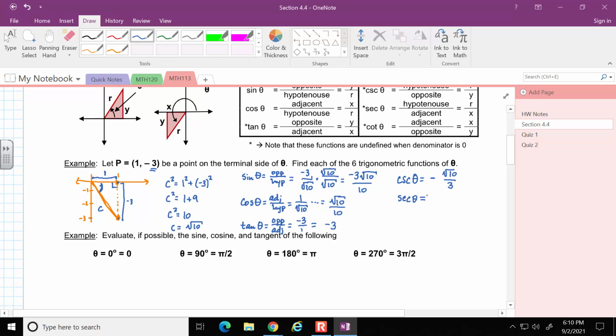Secant of theta, I'm going to flip cosine. So I'm going to flip that as square root of 10 over 1. Okay? And for cotangent, I'm going to flip my tangent, which we said was negative 3 over 1, so it's going to be negative 1 over 3. Okay? Does that make sense? Any questions on that?